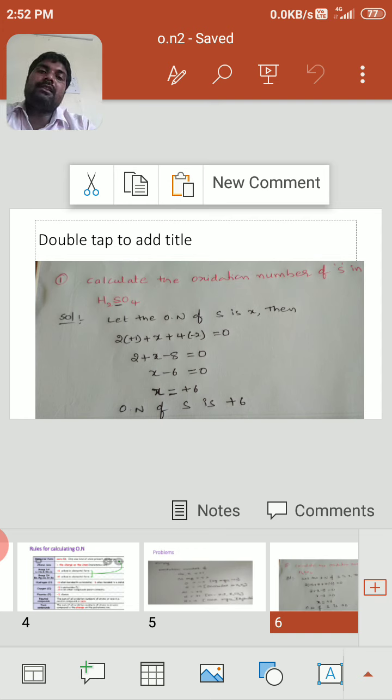Another rule is that the oxidation number of an element should not exceed its group number. For example, if we calculated the oxidation number of sulfur and got 7, that is not correct because sulfur belongs to the 6th group. It should not exceed the group number. This is the first problem.